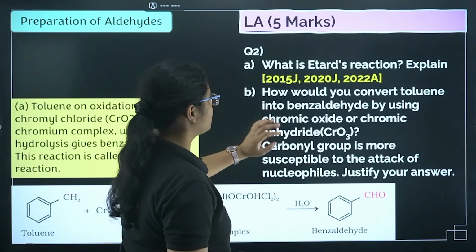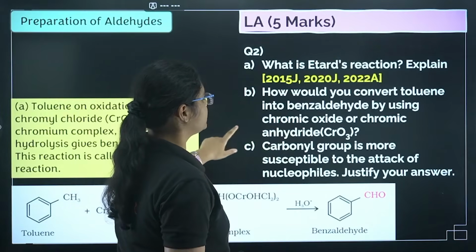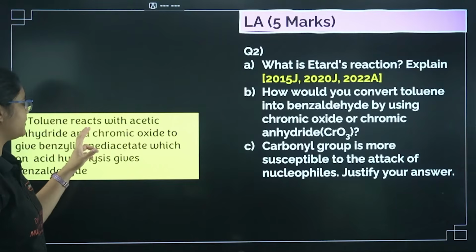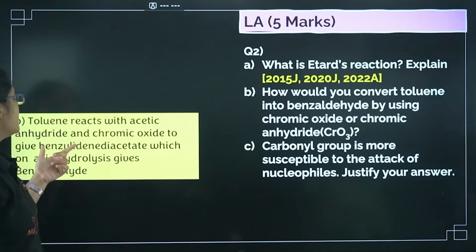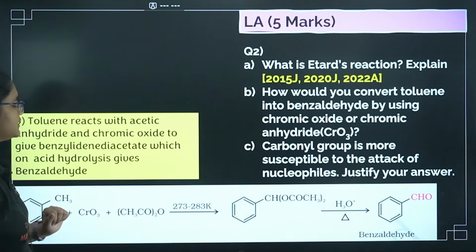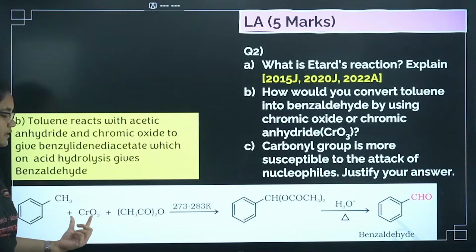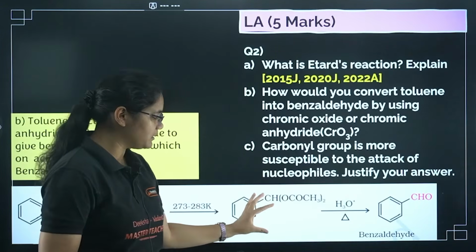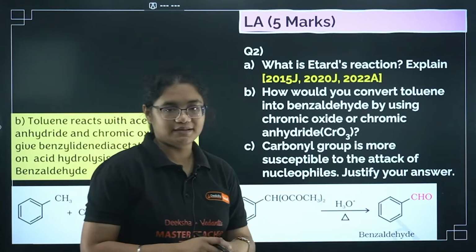Next, how do you convert toluene into benzaldehyde by using chromic oxide? Toluene reacts with acetic anhydride and chromic oxide to give benzylidene diacetate, which on acid hydrolysis gives you benzaldehyde. So here you have taken toluene, CrO3 and acetic anhydride. Here we get this particular intermediate, which on hydrolysis gives us benzaldehyde.